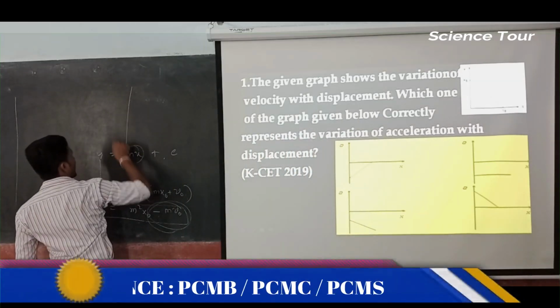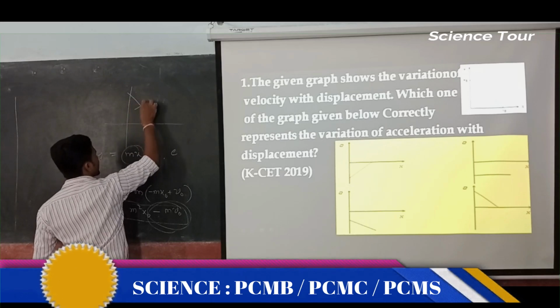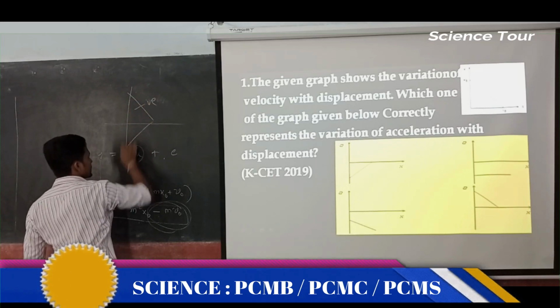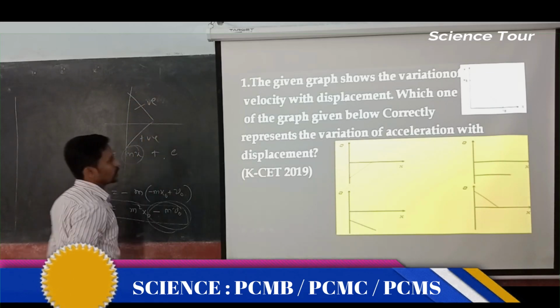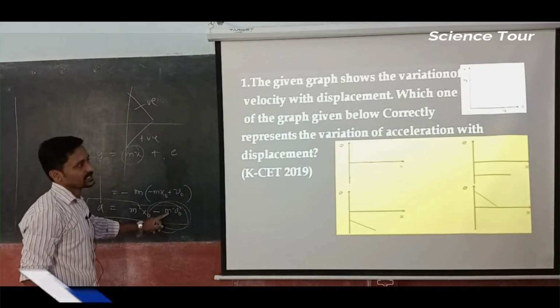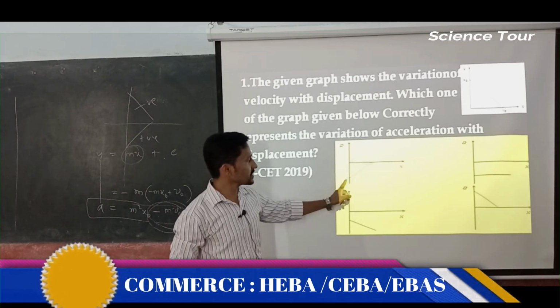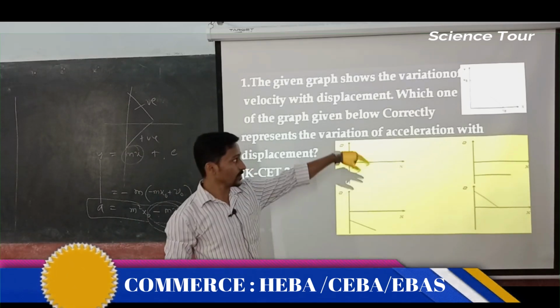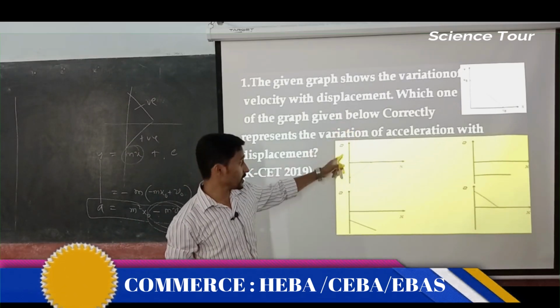Always the line like this has a negative slope, and like this has a positive slope. The only one line there is positive. Next we have to see that the intercept is negative. See, the intercept is negative, y is negative. Their intercept v naught was positive, but here it is negative.